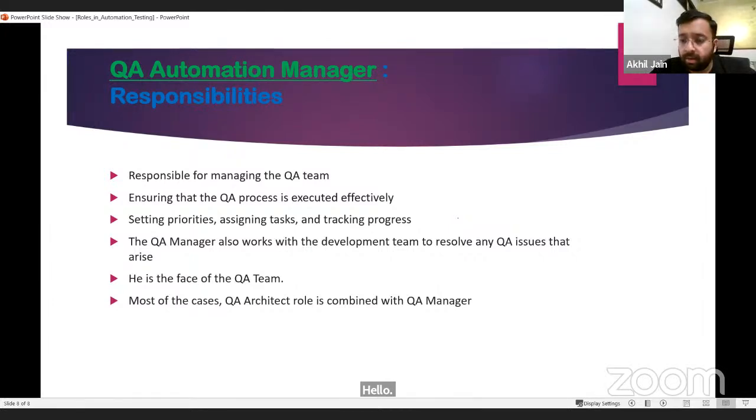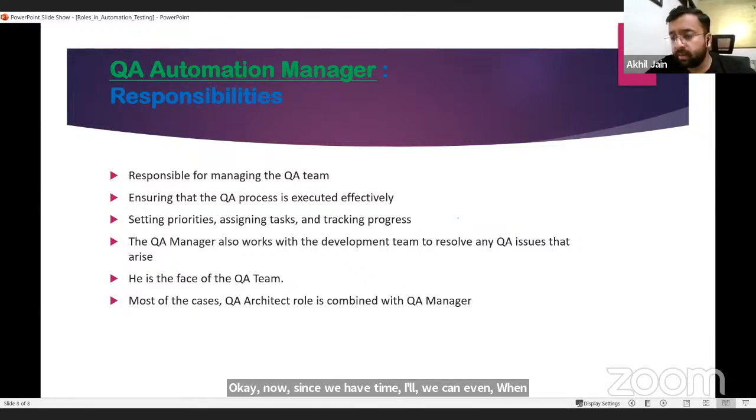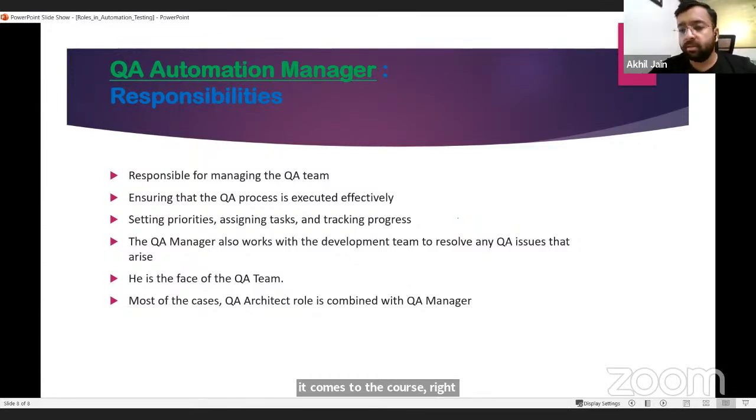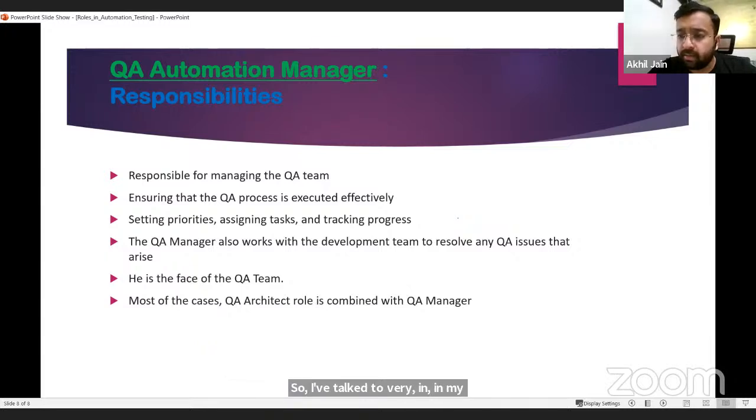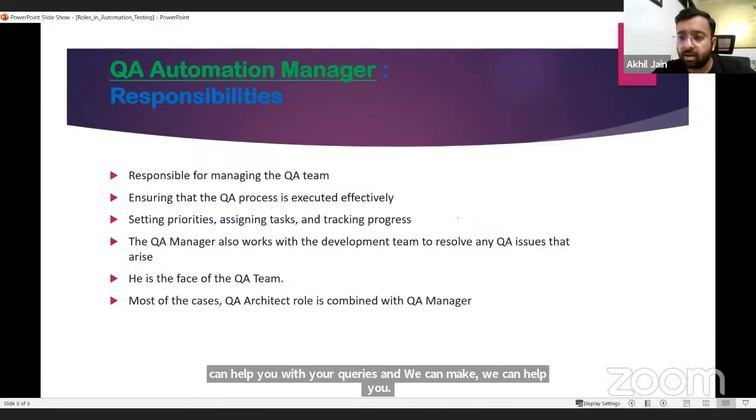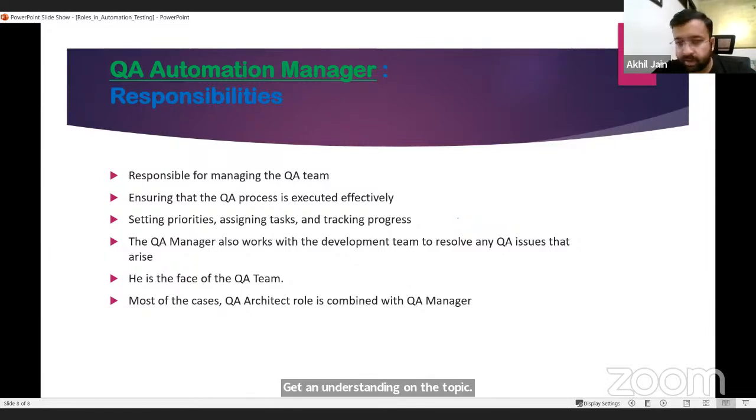Since we have time, when it comes to the course which we are prescribing from GFG, I have talked about it in a very detailed way in my previous session. So people can look into it and get a better understanding. If you have any questions around it, feel free to reach out and ask. We can help you with your queries and get an understanding of the topic. If nothing else, I think we are good to close.